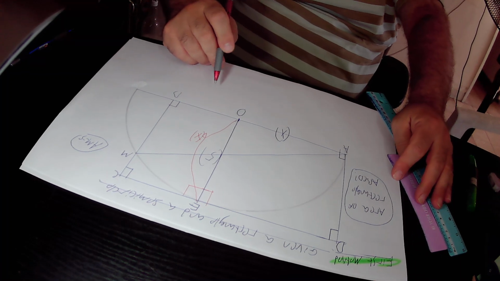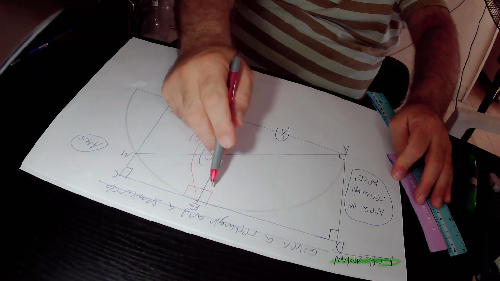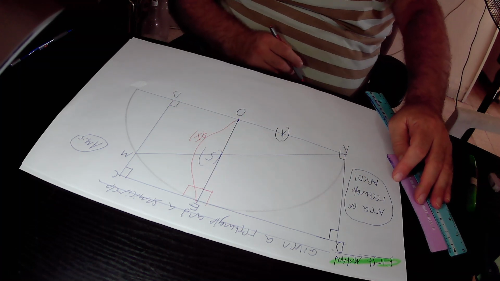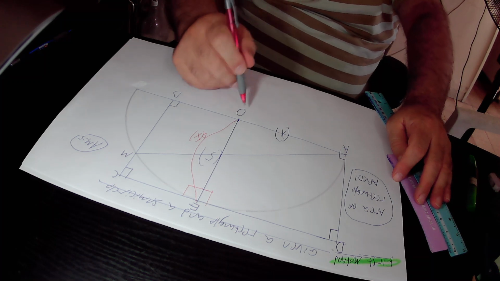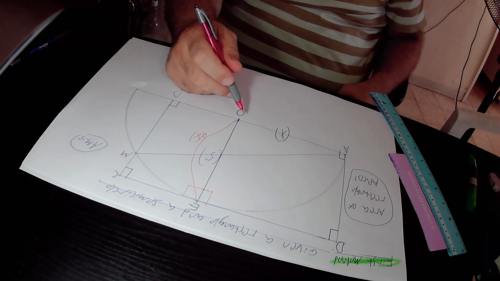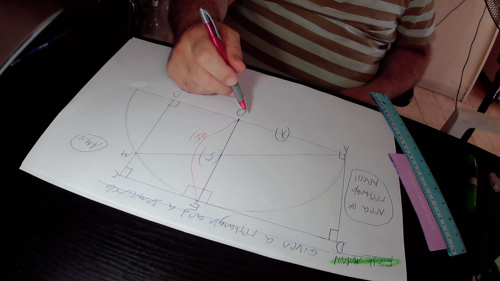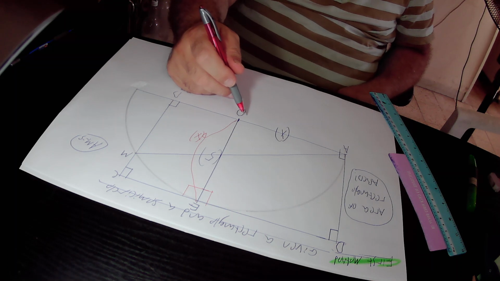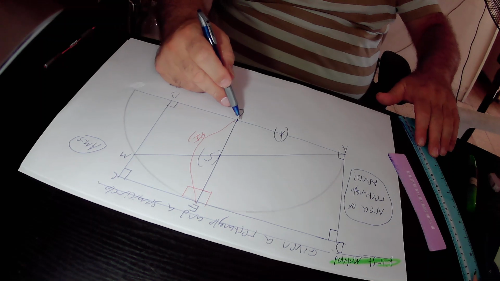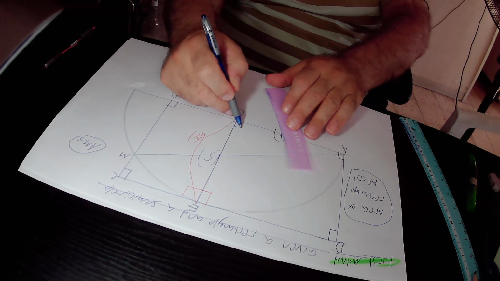So in quadrilateral OADE, we have 1, 2, 3 right angles. The sum of 3 right angles is 270 degrees. So 270 degrees plus the size of this fourth missing angle, in total they must be equal to 360 degrees, according to the rule that states that the sum of the angles in any quadrilateral is equal to 360 degrees. Therefore, this fourth missing angle must be equal to 90 degrees in its size.